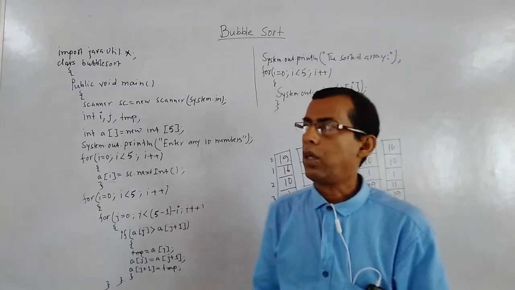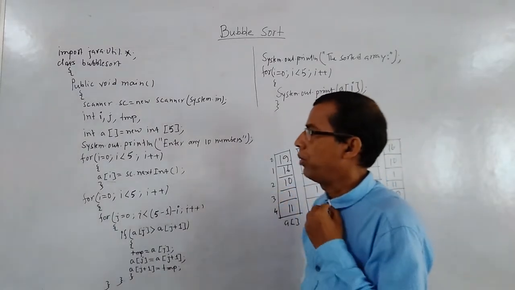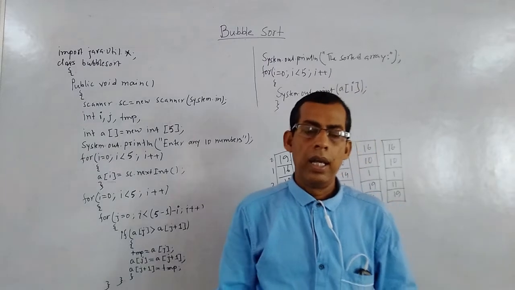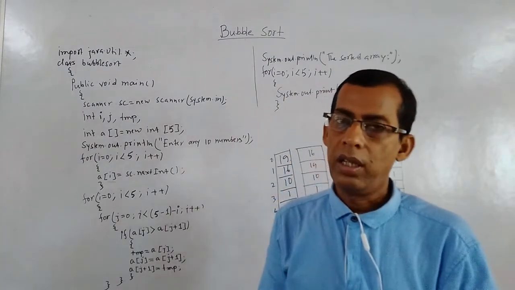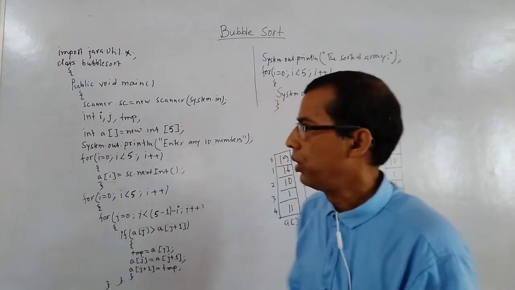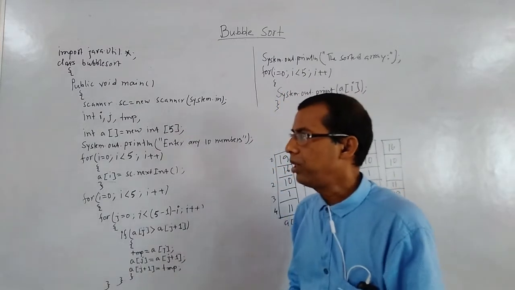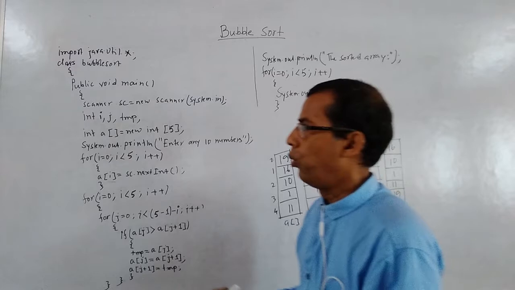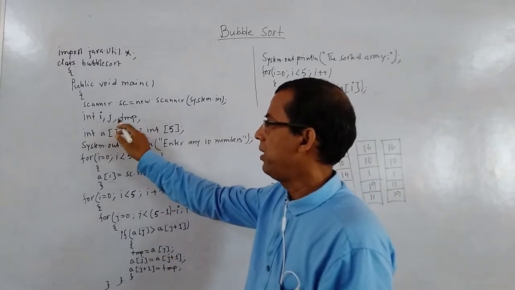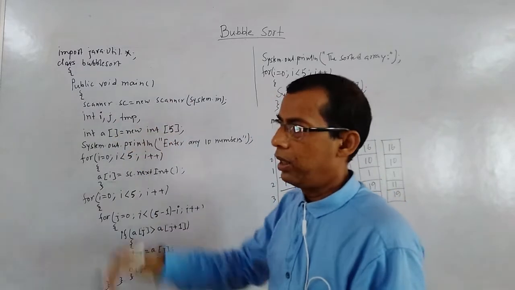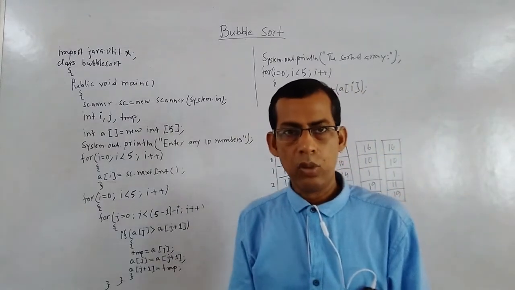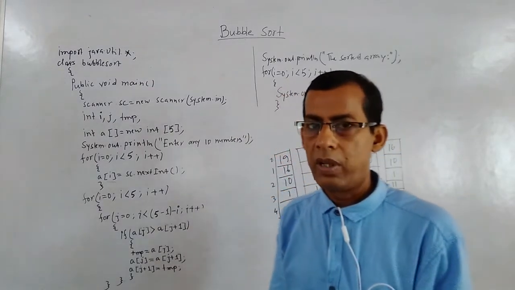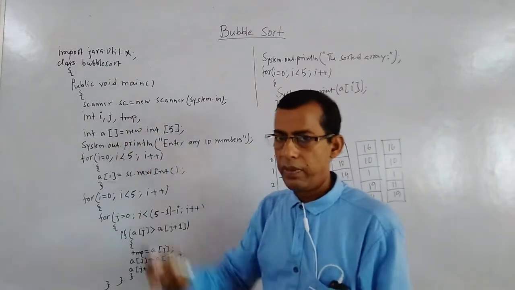The question is, write a program to enter 5 numbers in an array and sort them using bubble sort. So I have done the program here. Please see. We have taken 3 variables here, i, j and temp. Using i, we will make one loop. Using j, we will make another loop. And temp is a temporary variable.